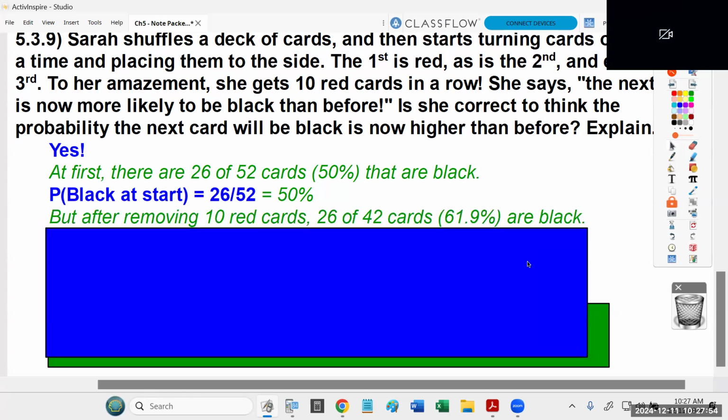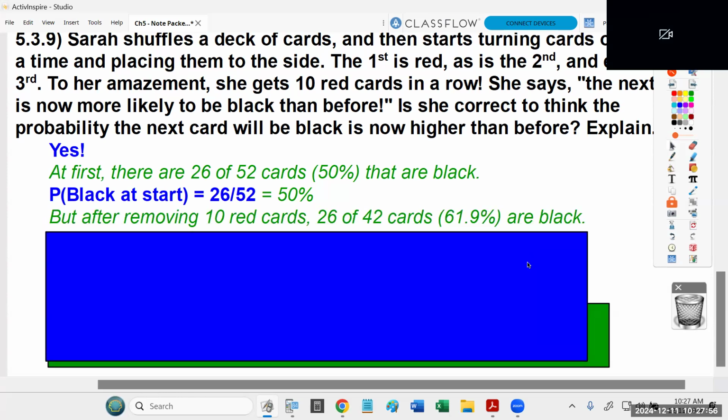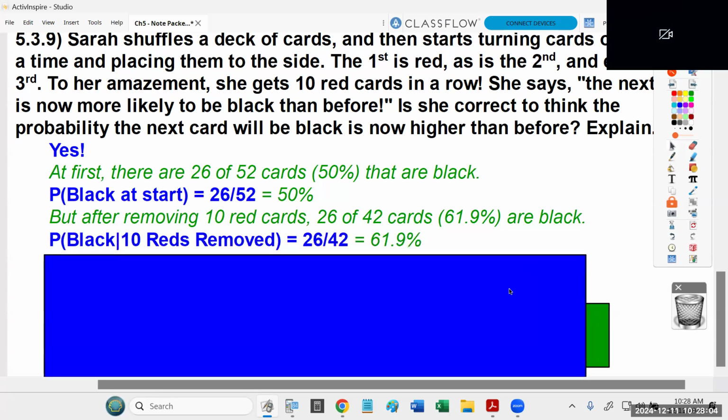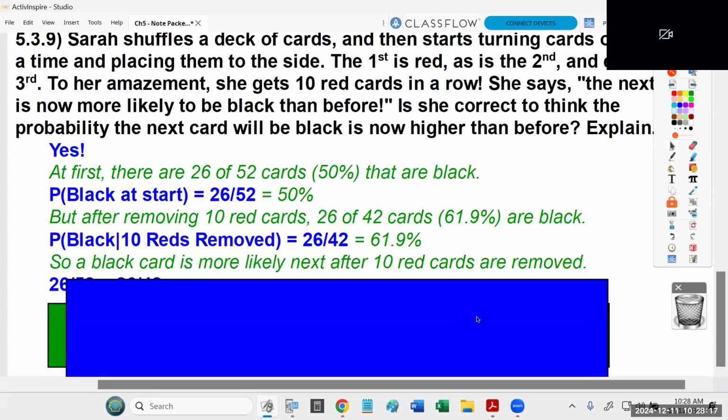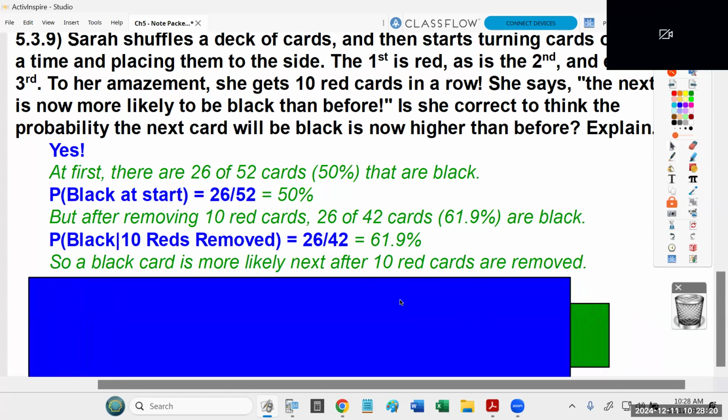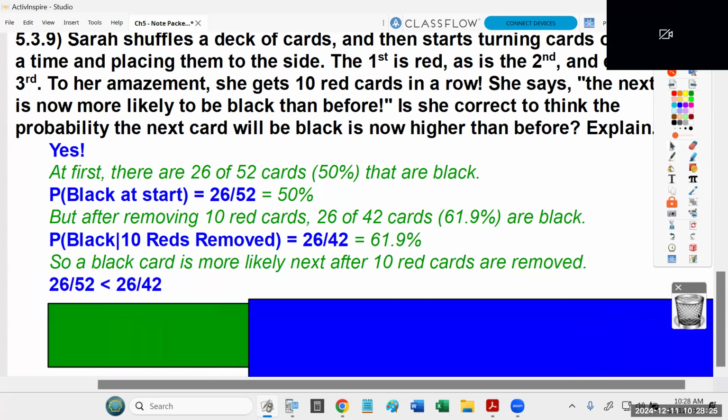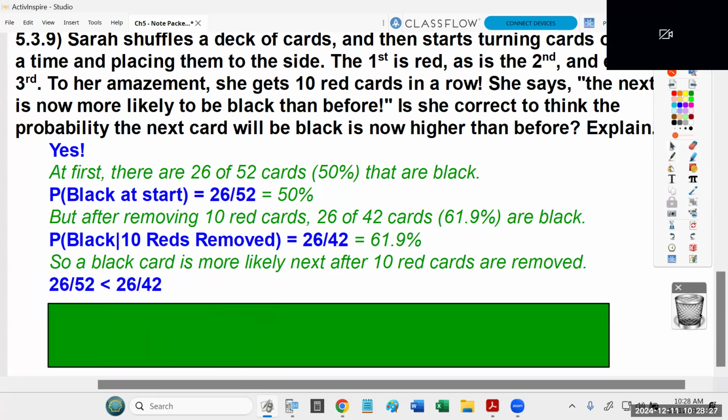You could then say to me, but after removing 10 cards, 26 of 42 of them are black, which is 61.9%. Or in notation, you could write this. The probability of black given 10 were removed. That is a conditional probability. It's the probability of black, but it's given some extra information. And that's 26 out of 42. And then you can point out, so a black card is more likely after 10 cards have been removed, or you can literally compare those numbers and point out, look, 26 out of 52 is less than 26 out of 42. So pick your poison.